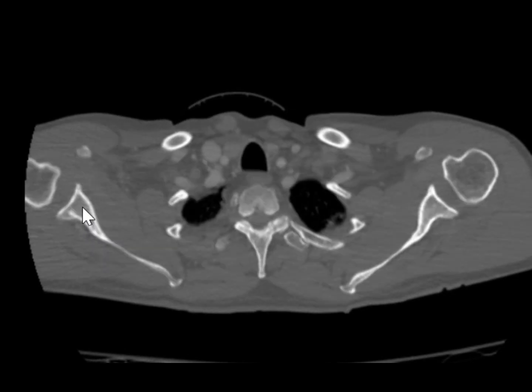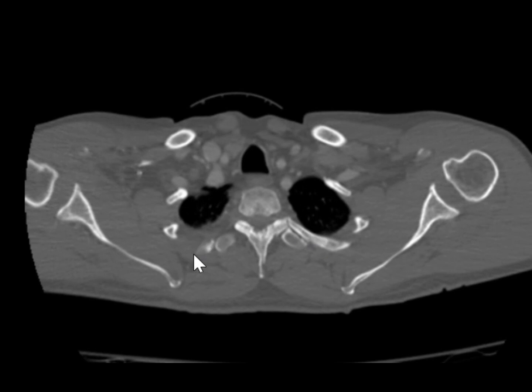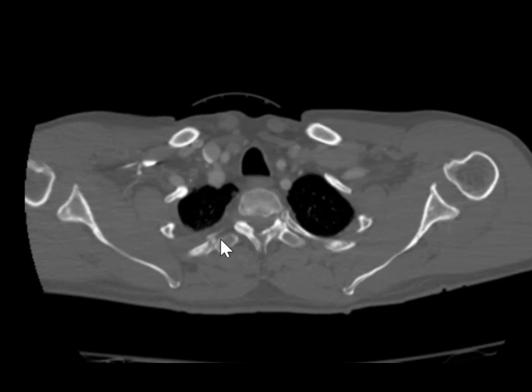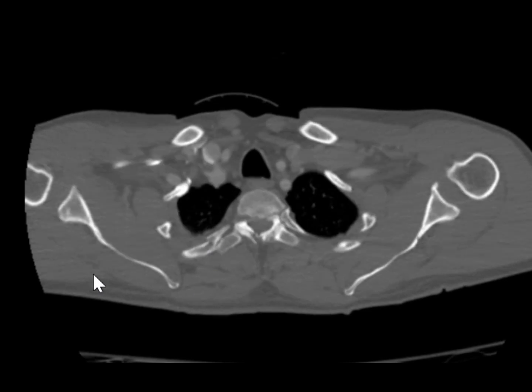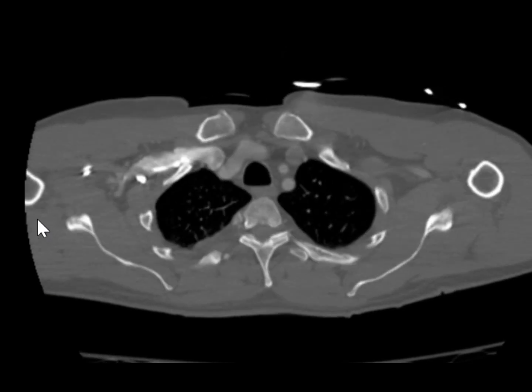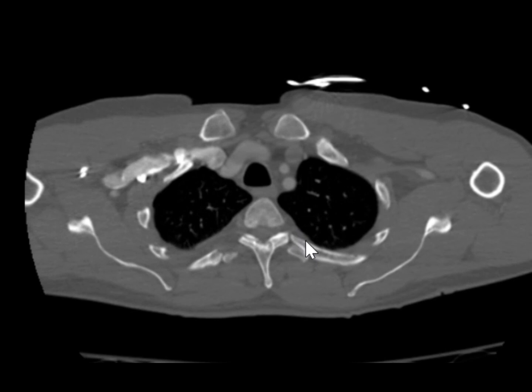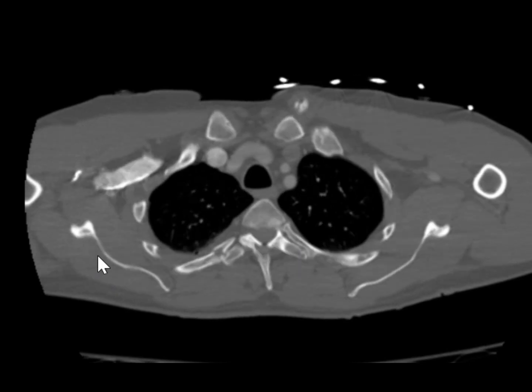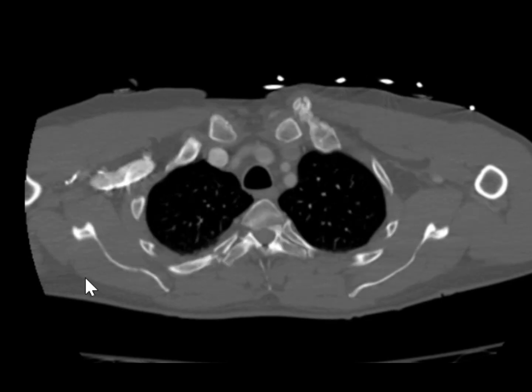Then the third rib, let's see the third rib here. The third rib here is fractured. The third rib is fractured. So next rib is the fourth. So this is the fourth rib. Let's see the fourth rib on the right side. The fourth rib here is fractured. Okay.